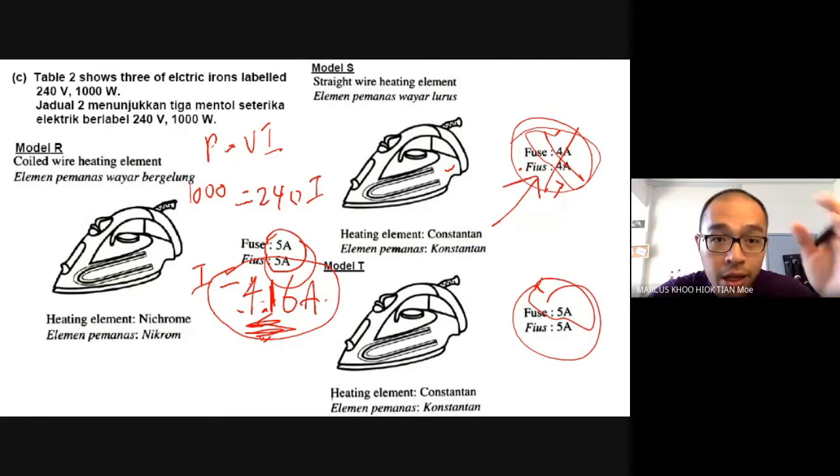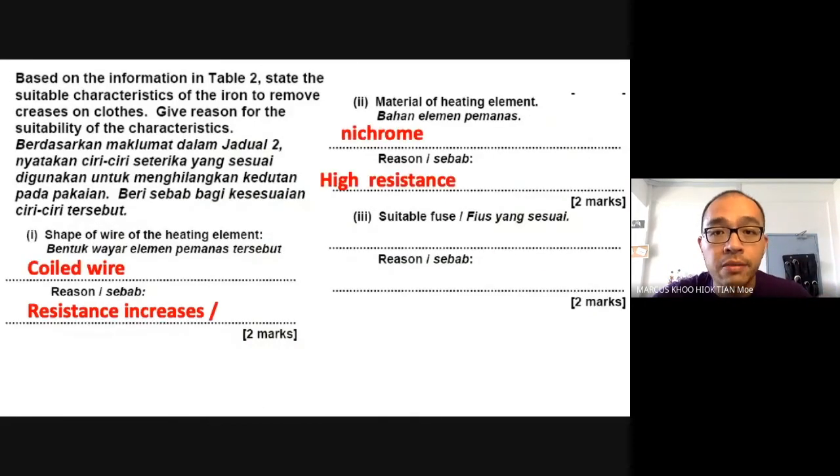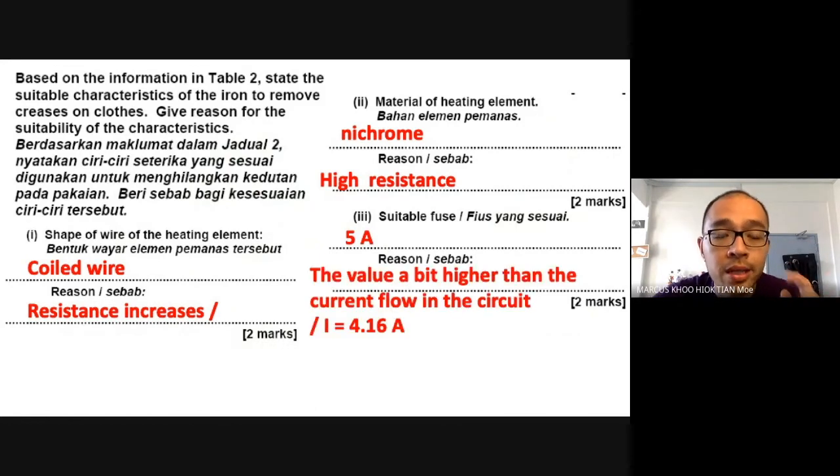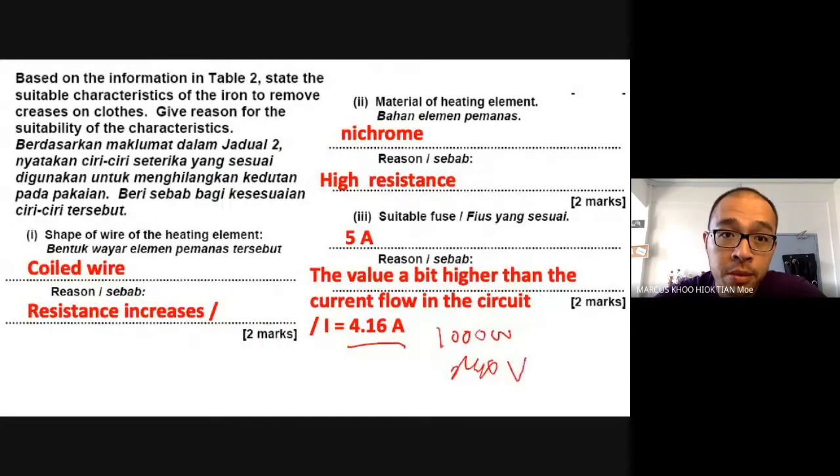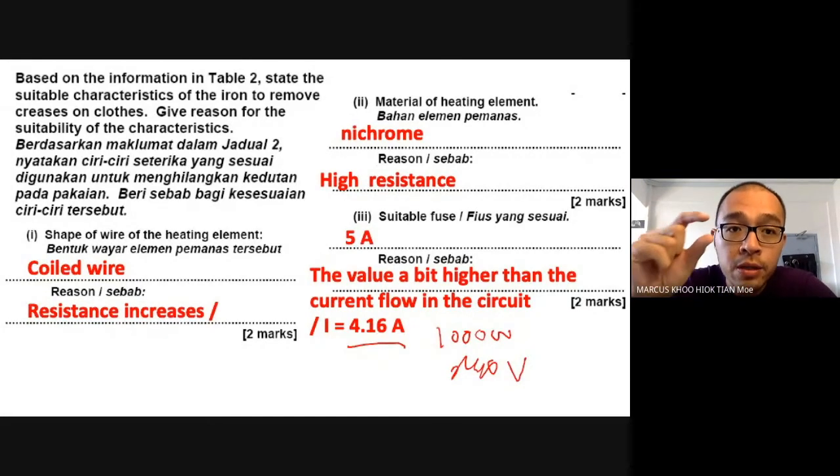Who answered just now? Rania. Rania was answering it correctly. It's 5 amps, but the reason is like this. The value needs to be a bit higher than the current flow in the circuit. The current flow in the circuit is 4.16 amps because we are supplying 1000 watts of power and 240 volts of voltage. So the value of the fuse must be a little bit higher than the current flow in the circuit.